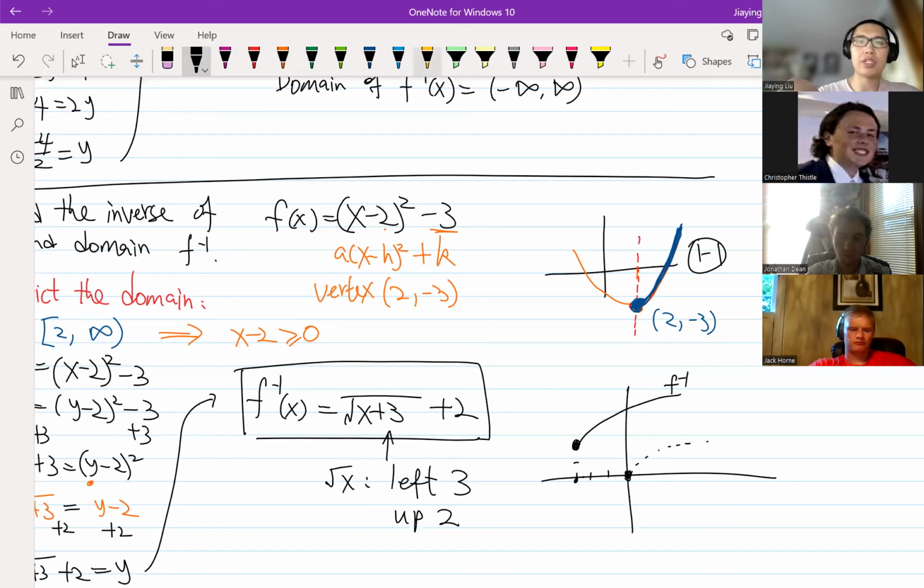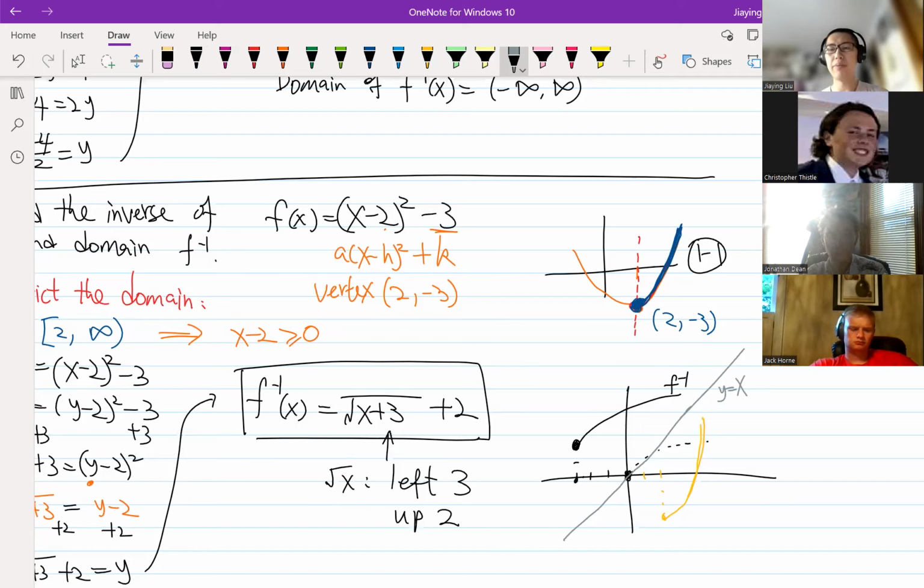And the original function that we picked has the vertex (2, -3). So 1, 2, 1, 2, 3. And as it goes up like this, you probably wonder, are they really symmetric about the line y equals x? It actually is. So if we draw the line correctly, as you can see, they're symmetric over this line y equals x. So it is correct.